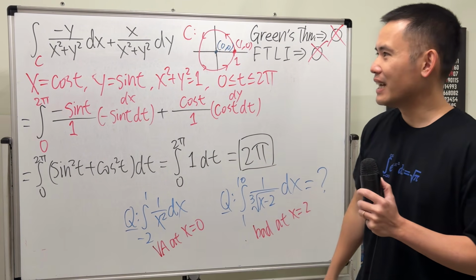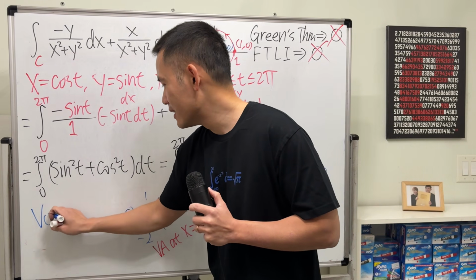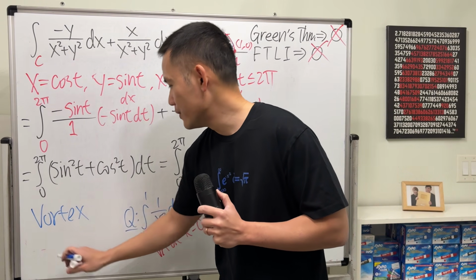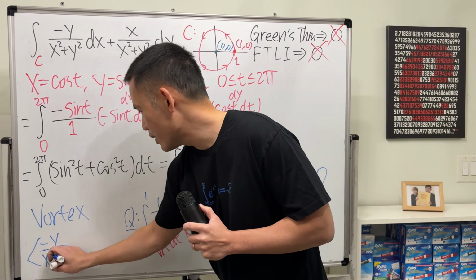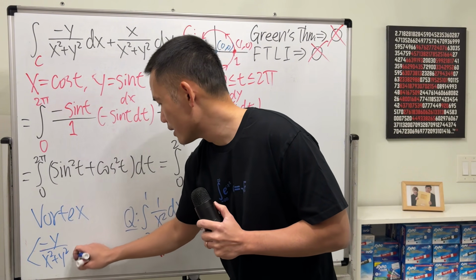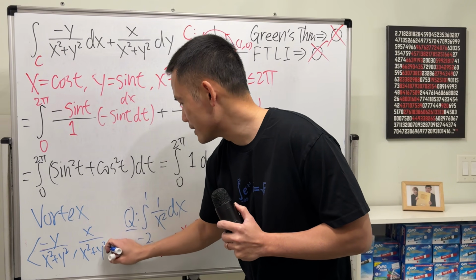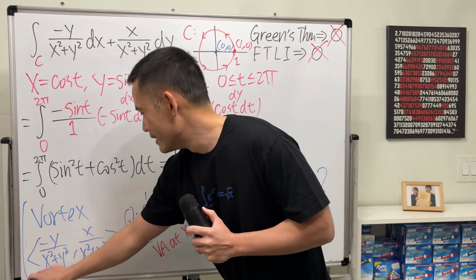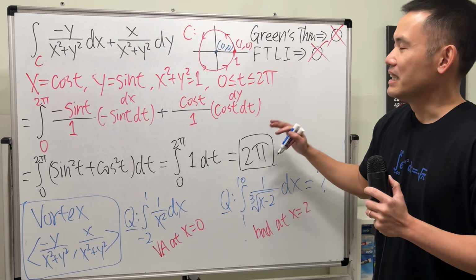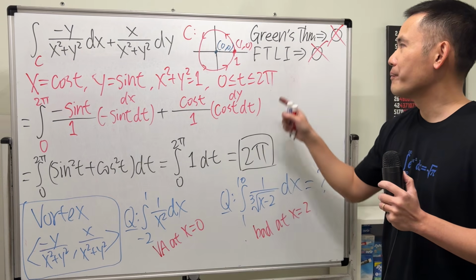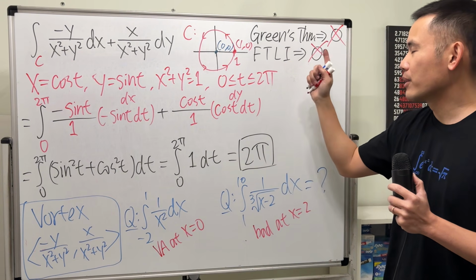Lastly, let me just mention that this vector field is famous. It's called the vortex vector field, which is defined to be negative y over x squared plus y squared, comma, x over x squared plus y squared. So you guys can look that up, and yeah, an example where you really have to be careful when you use Green's theorem and also the fundamental theorem of line integrals.